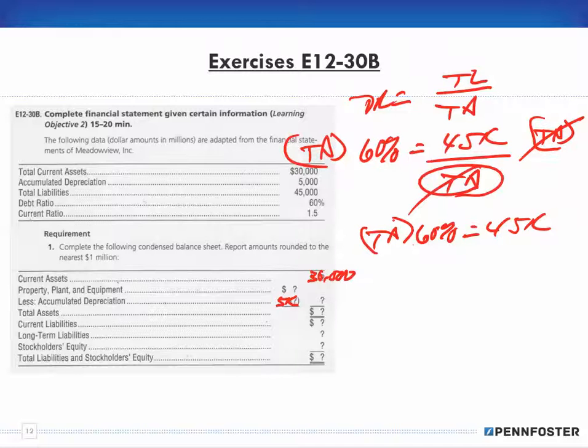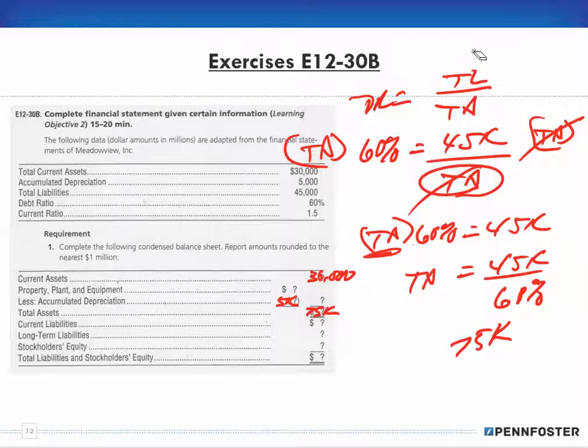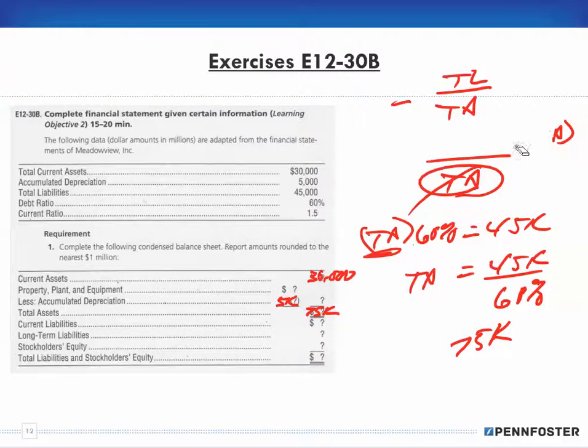Because if I multiply both sides by my total assets, the total assets on this side cancel out. So now I have total assets times 60% is equal to 45,000, and to isolate the total assets, I divide both sides by 60%. So I have 45,000 divided by 60%, and if I divide 45,000 by 60%, I end up with 75,000. So my total assets are going to be 75,000. All right, pause the video. I'm going to erase all of this.